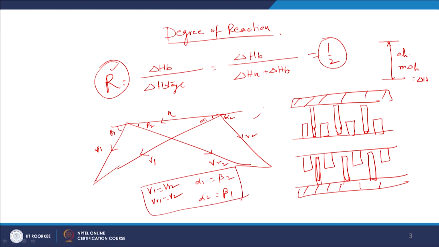So these are the salient features of a Parsons turbine, which is normally used in power plants, and it is an impulse reaction turbine.